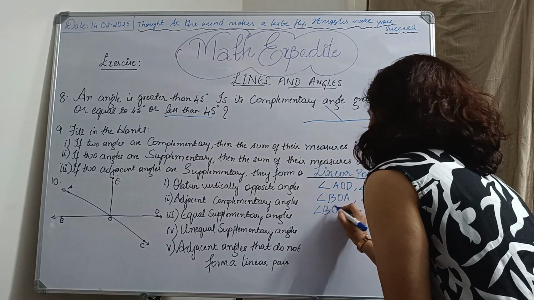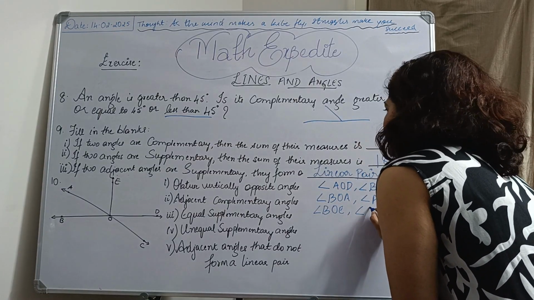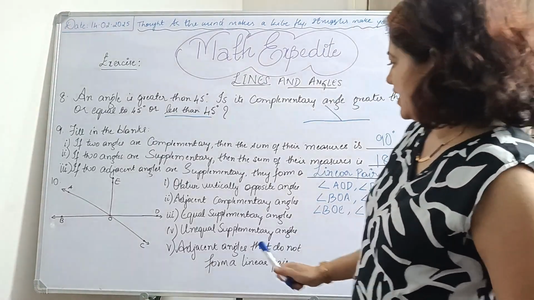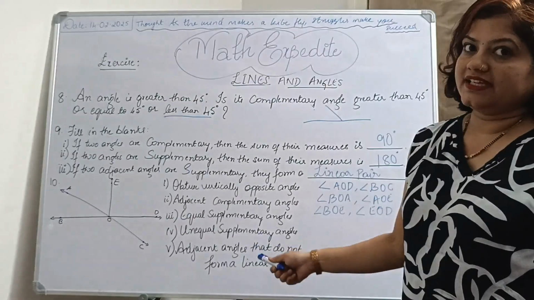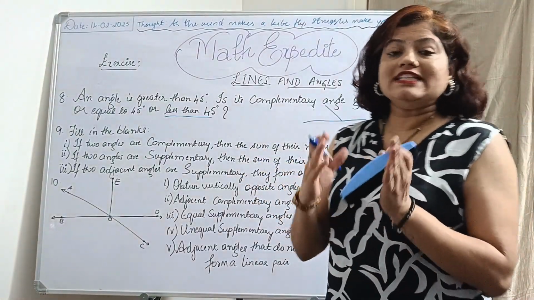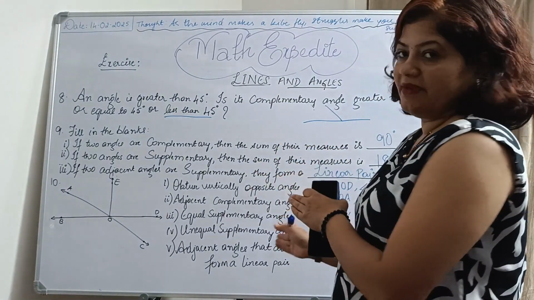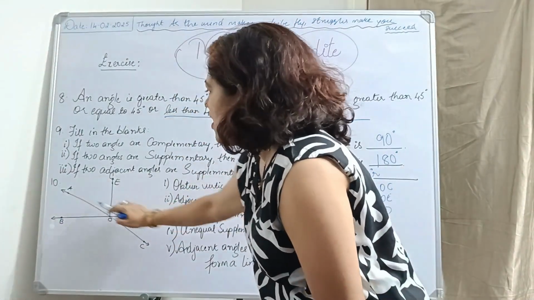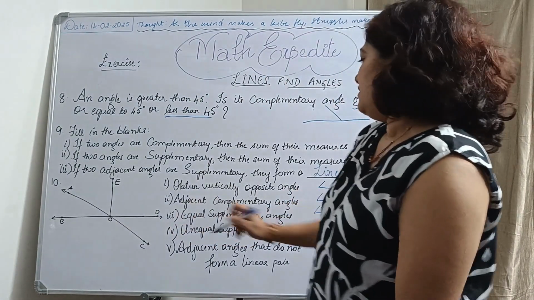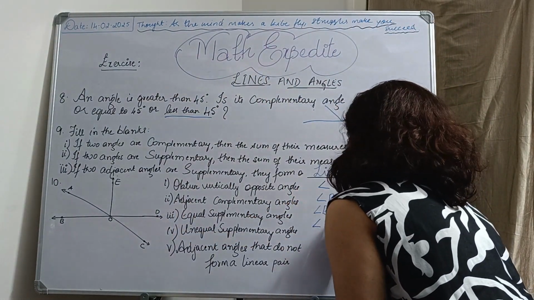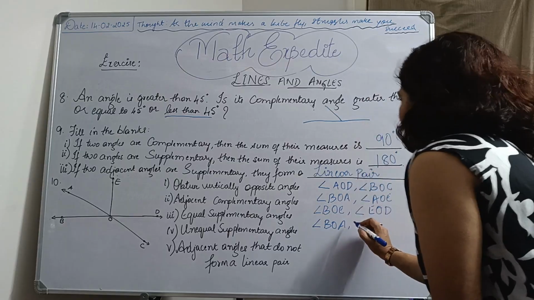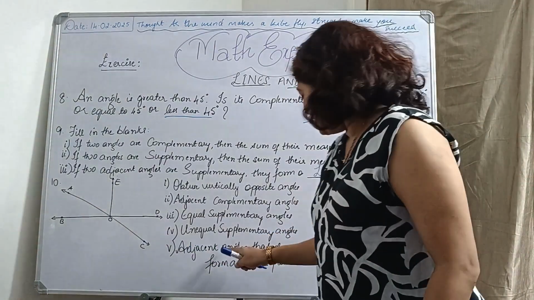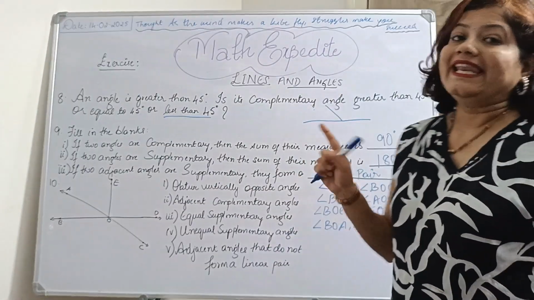Angle BOE and angle EOD. Okay. So next, what they are saying, unequal supplementary angles. It means they are different. They are not the same angles, but they are supplementary. Supplementary is 180. So let us see which one. Can we take this? BOA and AOD. Yeah. So angle BOA and angle AOD.